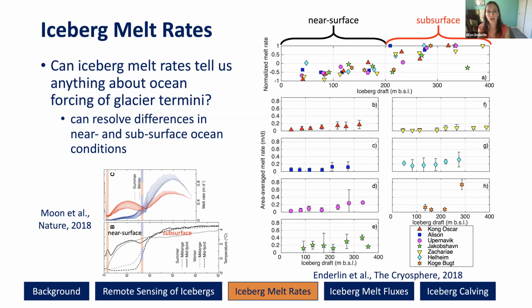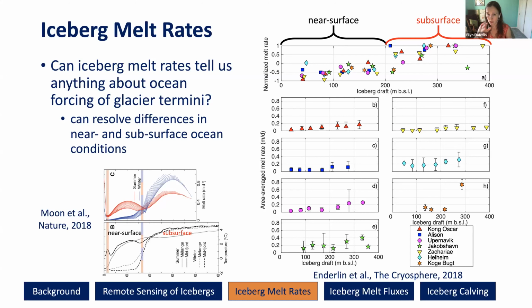And what you see in this, particularly in the normalized one, is I hope you can see that these melt rates in the first 200 meters are generally lower than those below 200 meters depth. And that matches exactly what we expect from in situ observations of ocean temperatures and then modeled iceberg melt rates for Greenland. So here are some in situ ocean temperature observations. I've rotated everything sideways. This is work by Twila Moon. She put it out in Nature in 2018.